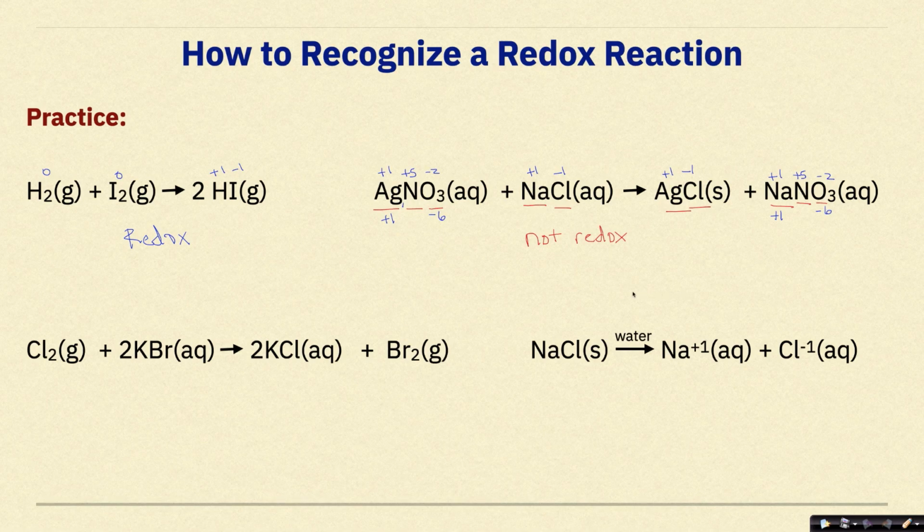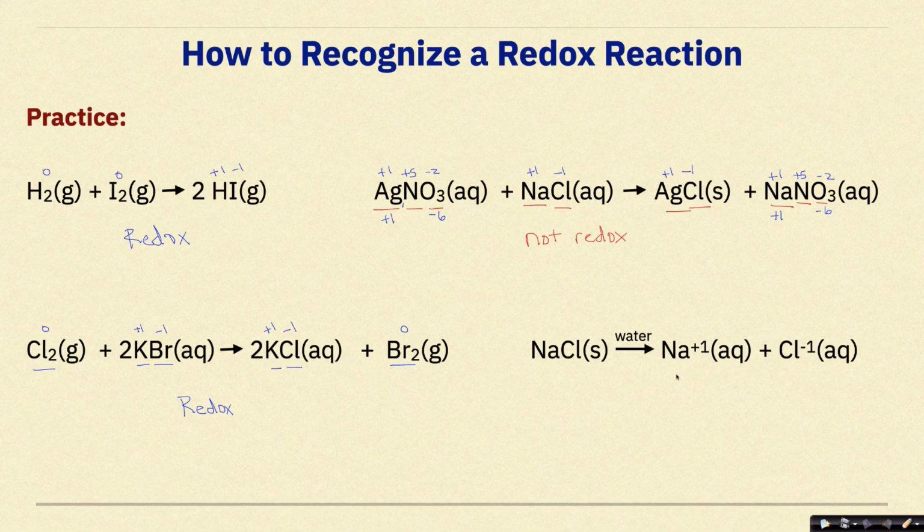Let's look at our next example. Cl2 is 0. K is +1. Br is -1. K on the other side is +1, Cl is -1, and Br2, because it's diatomic, is 0. When I compare reactants to products, Cl is going from 0 to -1, K is +1 and +1, so that's not changing, but Br is -1 to 0. Therefore, this is a redox reaction. We're seeing a change in charge. Something's being oxidized, something's being reduced, and we'll go into more specifics on that in a little bit.